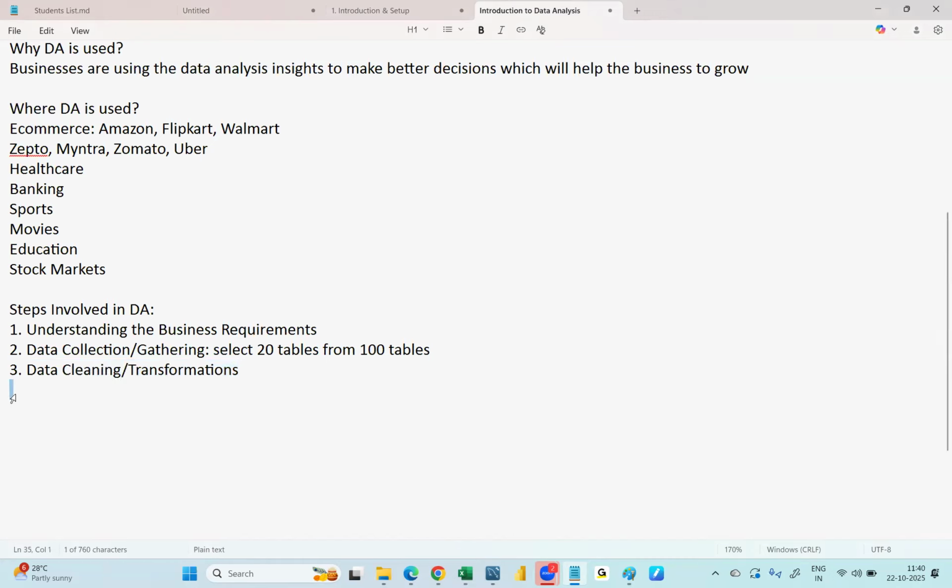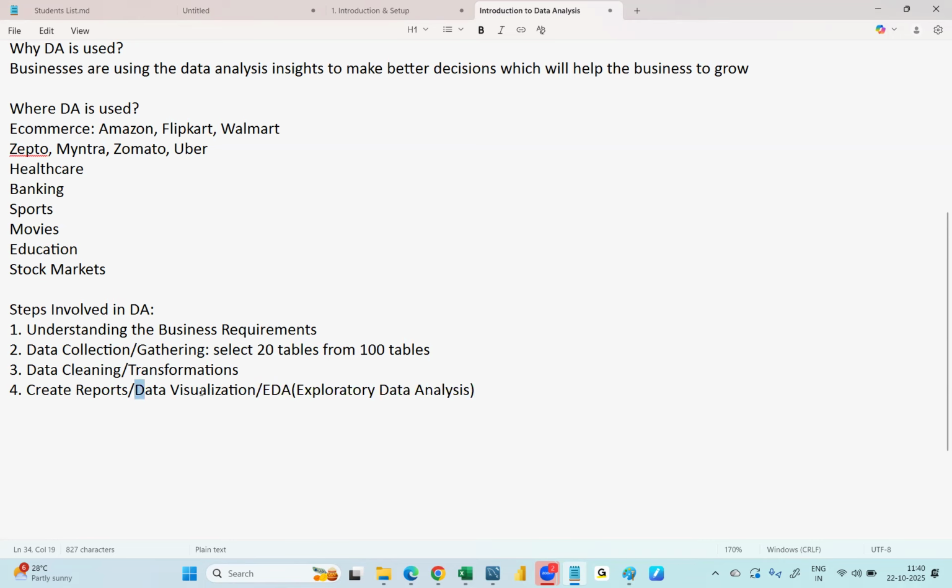Our fourth step is what we call creating the reports step. Creating reports, which we also call data visualization, or else I can also call it an EDA process. Our actual main analysis is done here. What is EDA actually? It is nothing but exploratory data analysis.